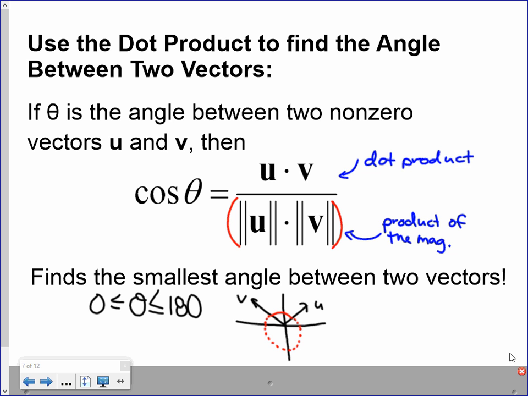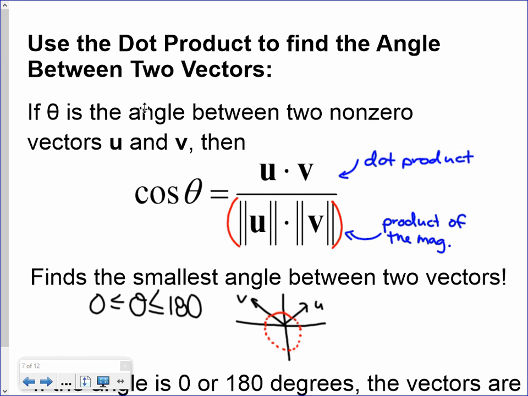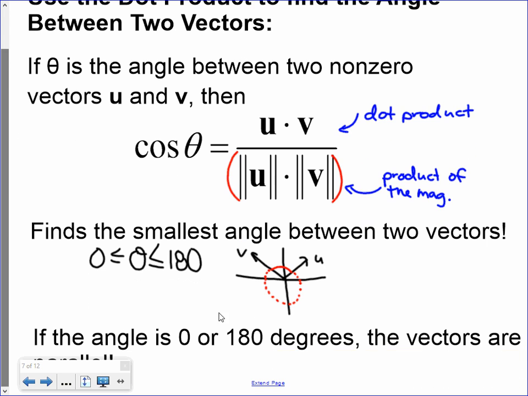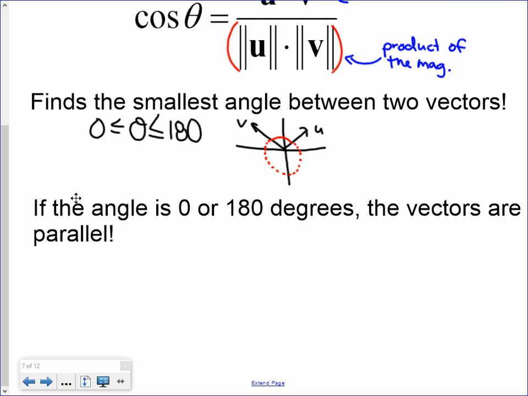And then the last thing on this slide, just real quickly, if your angle between two vectors is 0 or 180 degrees, then the vectors are parallel vectors. If the angle between the vectors is 0 or 180, the vectors are parallel.